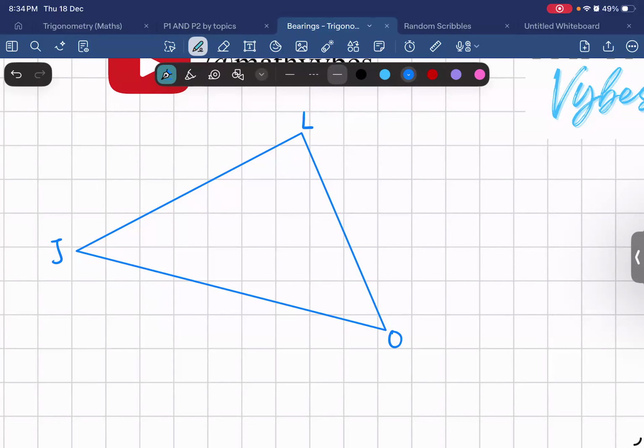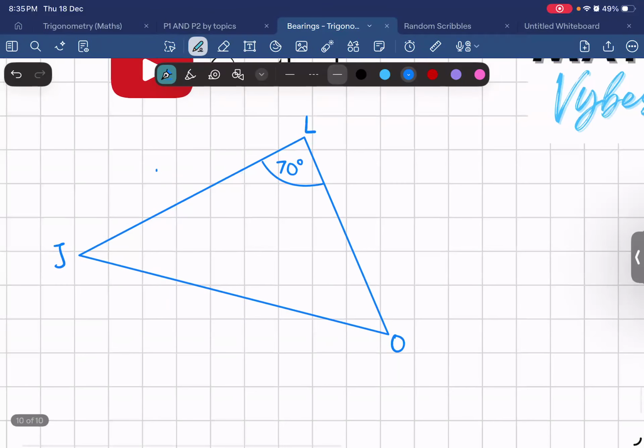That sounds crazy, right? But anyways, Adika, I want you to give me an angle for JLO. L could be, I don't know, 70. Okay, I dig that. And give me the length for two sides. J to L could be 12. Okay, cool.